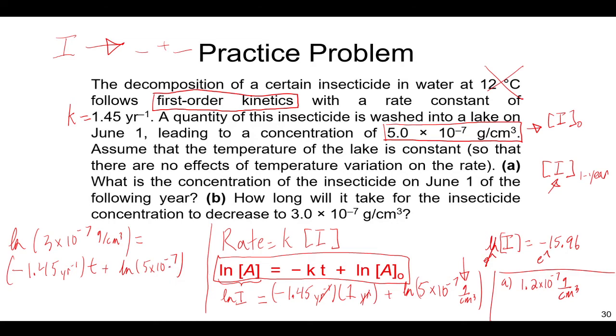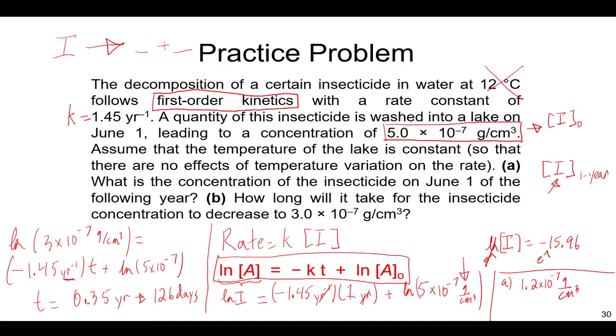So you take natural log of that, you take natural log of 3 times 10 to the negative 7, you subtract them out, you divide by negative 1.45, and after you do all that algebra, the final time you should get is about 0.35, and the unit here is years, because that's what you were given for the rate constant. You can always move this into days if you want by multiplying by 365, and you get something like 126 days. So here I didn't ask for a certain unit, either would be an acceptable answer.